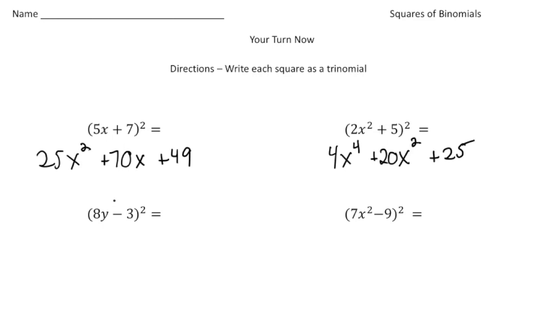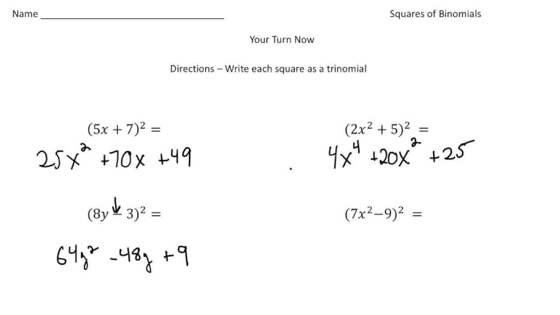All right, the next one. This one's a little bit different because we have a subtraction sign there, so you've got to be careful. The square of 8y, so 8y times 8y, is 64y squared. For the second part, we do 8y times negative 3, which is negative 24y, and we double it, so we get negative 48y. And then finally, we take the last term, negative 3, and we square it. So negative 3 times negative 3 is a positive 9.